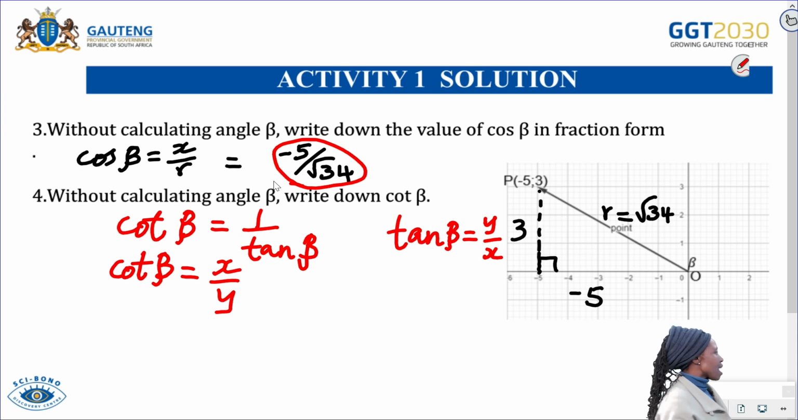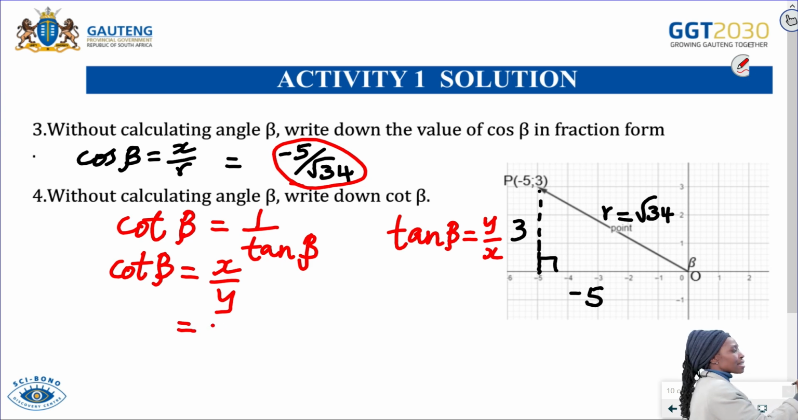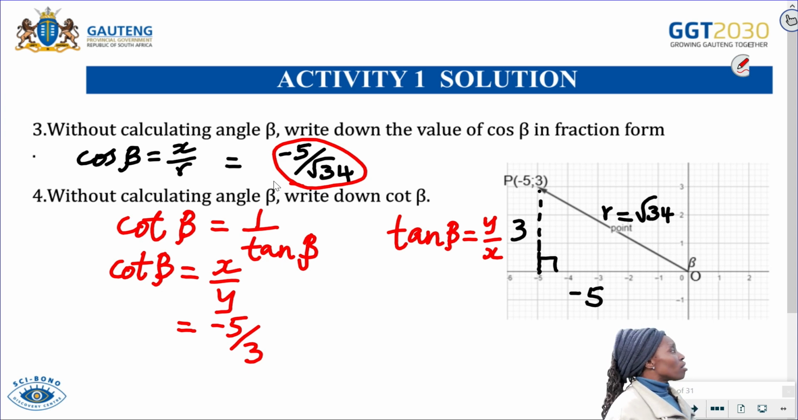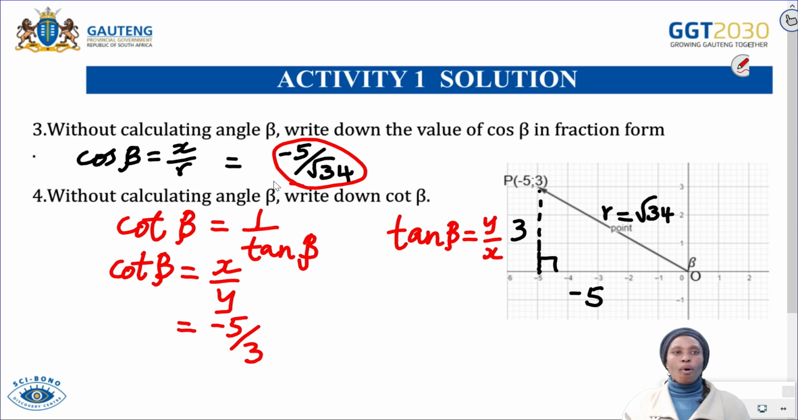And what is your x there? Your x is -5 and your y is 3. Can you see again? You have a negative ratio in that quadrant in terms of tan or cot, because in the second quadrant you don't have a positive tan, you don't have a positive cot. It's only sine that is positive. Should you get anything other than what we have calculated, it means you have done something wrong.